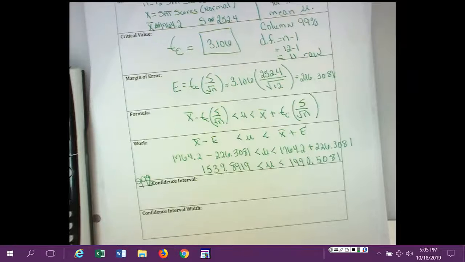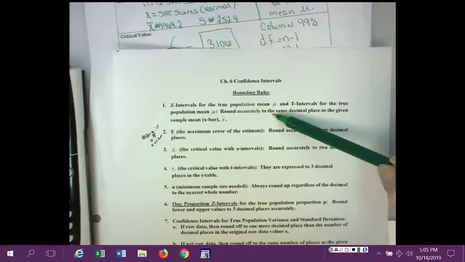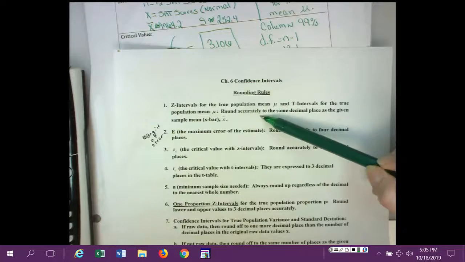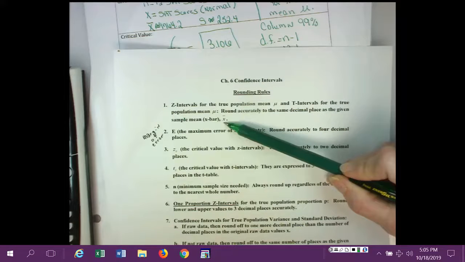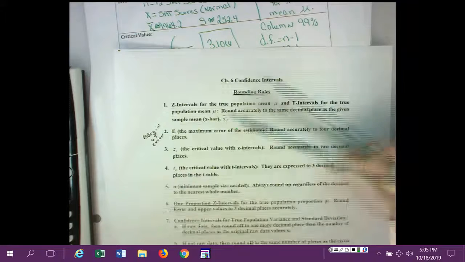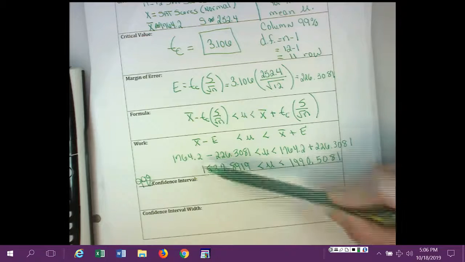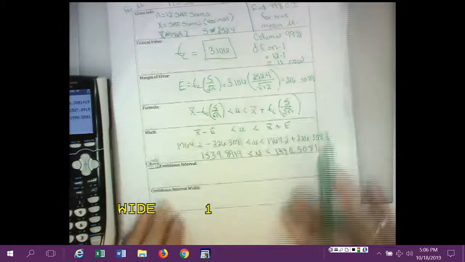Now, the textbook says the rounding rule is to round to the same number of places as the given sample mean. Well, they didn't give us a sample mean. We had to find a sample mean and round the sample mean to the nearest tenth because our raw data values were whole numbers. Thereby, if our sample mean is given to the nearest tenth accurately, we will round our final answers also to the nearest tenth, just like our sample mean, accurately.